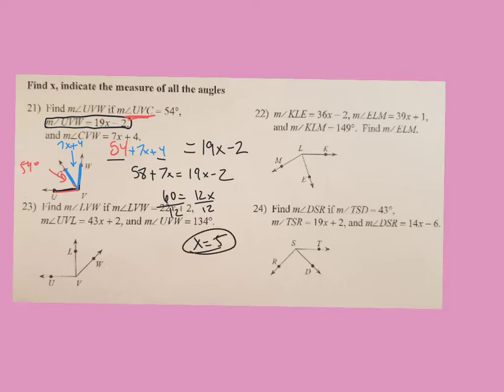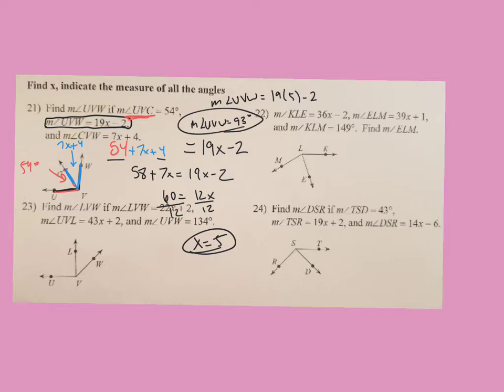So, x equals 5. That means the measure of UVW, well, to do that, I'm going to put in 5 next to 19. So to find the measure of angle UVW, I'm going to do 19 times 5 minus 2. So I'm going to get 95 minus 2. It's going to be 93 degrees. So I get the measurement of angle UVW equals 93 degrees.